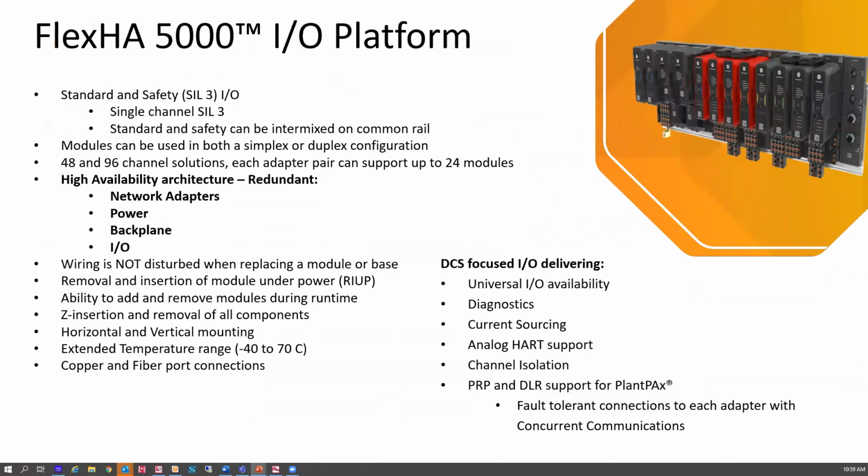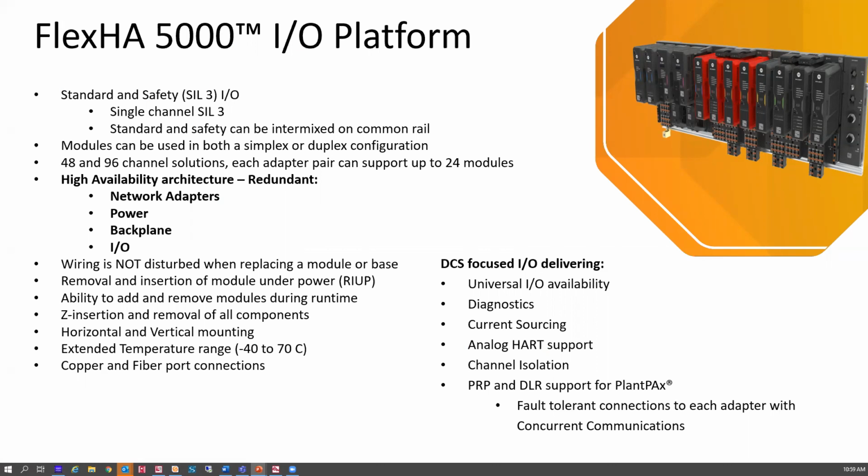Now I'm going to talk about mythical things. Rockwell sort of talked about it at Automation Fair this year, but they have the Flex HA 5000 IO platform. Most of you, probably 90% of you, have not seen this before. We are going to see this IO at the end of this year. It's going to be a November, December timeframe.